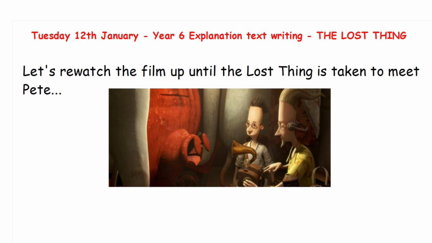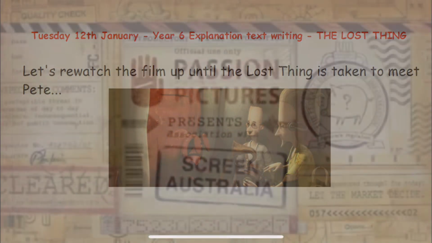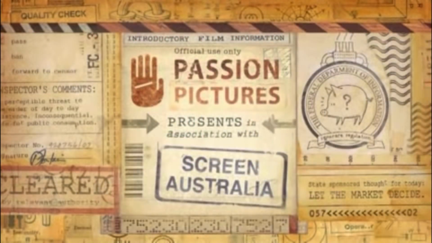Before we get stuck into the text part, let's look back at the Lost Thing film we introduced yesterday. As we watch, look closely at this wondrous beast. How would you describe it if you were explaining what it was in an information book?